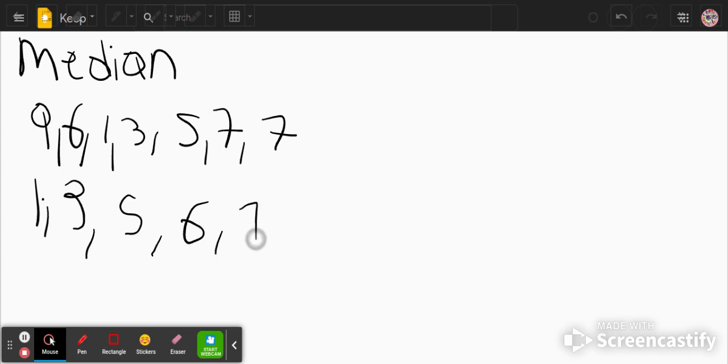7 is the fifth smallest number, right? Along with this 7 too, right? So these two, you write the 2 sevens as well, right? Yes. And followed by this 9.